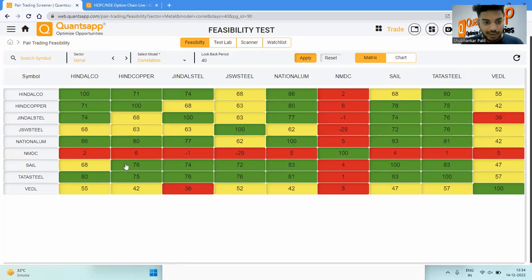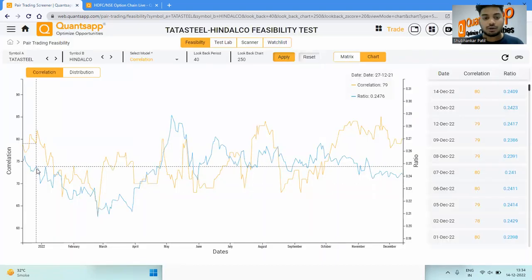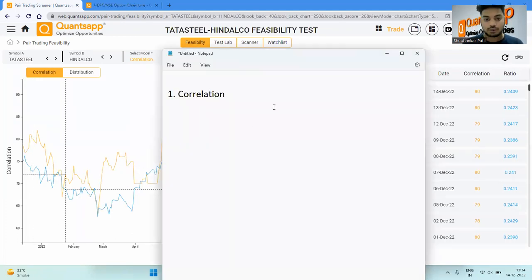Okay, you can click anywhere. Let's say if I click on this, automatically a historical chart of that pair, the ratio of that pair, would be plotted. So the second thing you need is a ratio. Ratio is nothing but the price of A, which is Tata Steel in this scenario, divided by the price of B, which is Hindalco in this scenario.